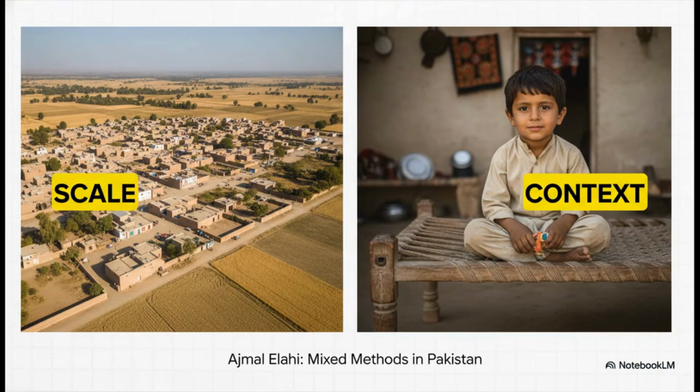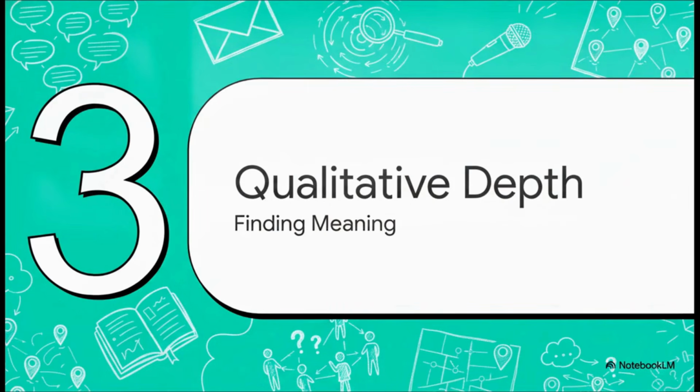But here's the catch, and it's a huge one. Numbers give us the scale, for sure, but they don't tell us why. An RCT gives you incredible breadth, but it completely misses the depth and context of the human experience. It tells you that school enrollment dropped in a specific district, but it absolutely cannot tell you what those families are actually going through. And that brings us to Section 3, qualitative depth, finding meaning.